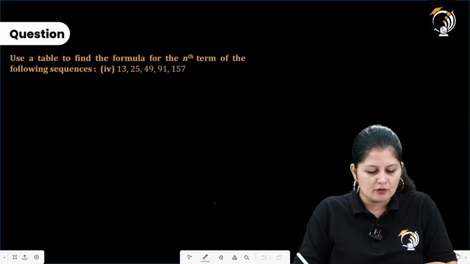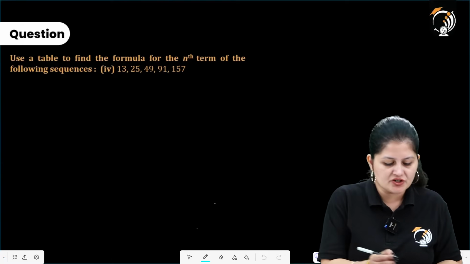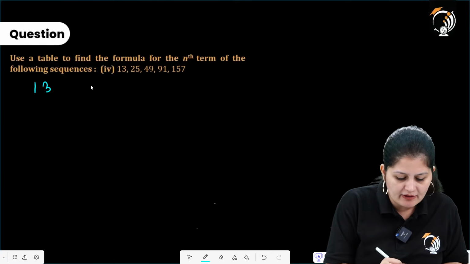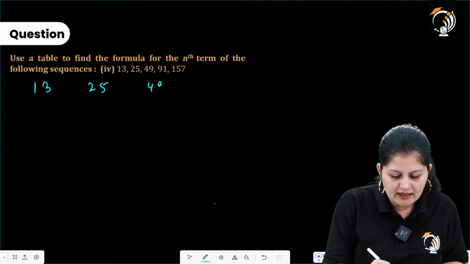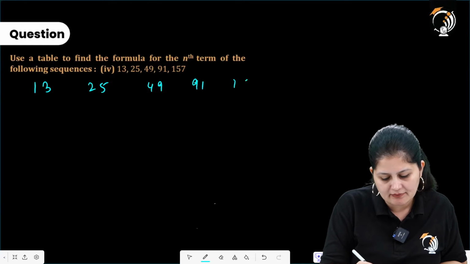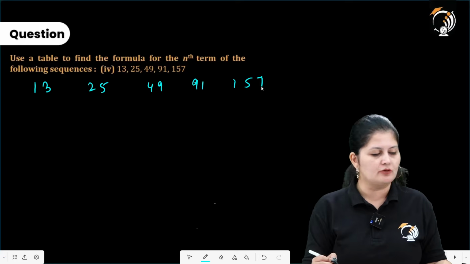Correct? Now moving to one more part on the same question. We are doing so many parts so that we are having enough practice of it and we are having all the formulas in our mind. Correct? So let's do the calculation here.